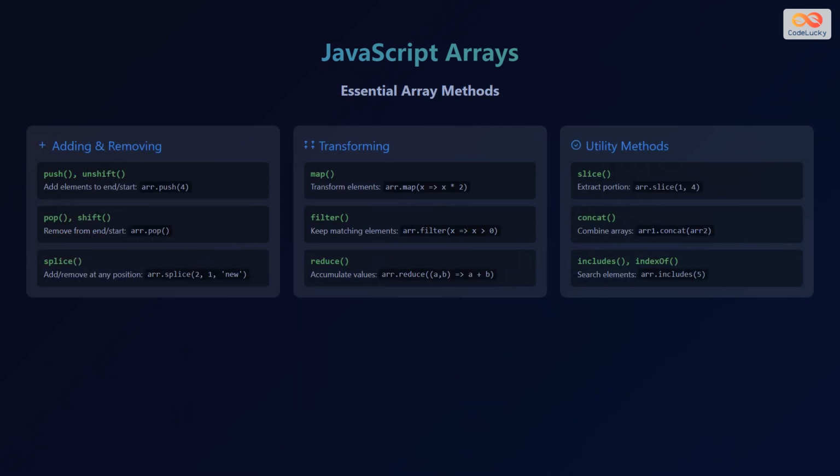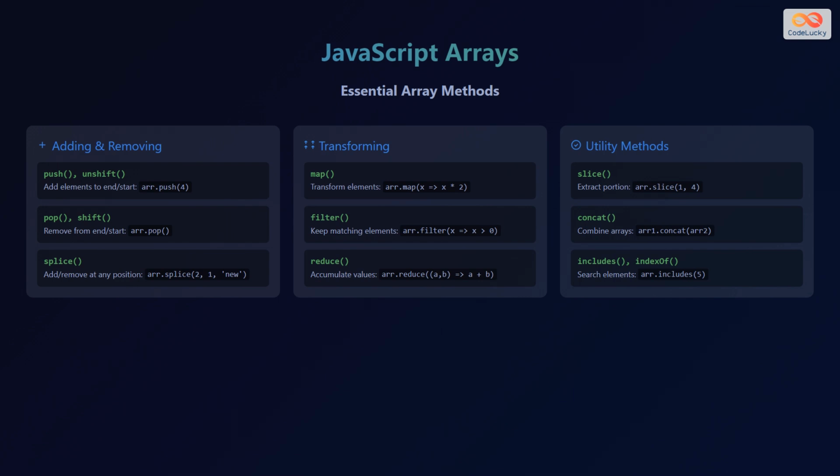Now let's explore some essential array methods in JavaScript. These methods are grouped into categories to help with different tasks. First, we'll look at methods for adding and removing elements. The push method adds elements to the end of the array. The unshift method adds elements to the beginning. The pop method removes an element from the end of the array, while the shift method removes an element from the beginning. The splice method can add or remove elements at any position within the array.